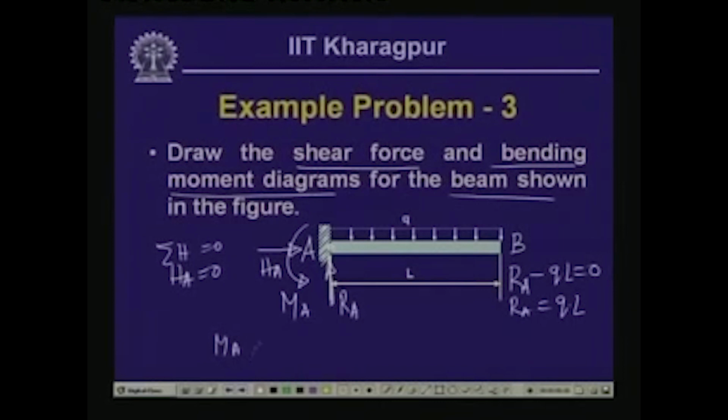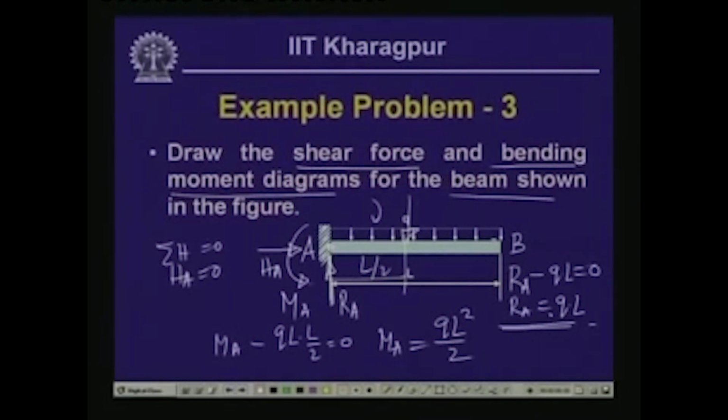Now if we take the moment of all the forces with respect to this point A, we have Ma, which is acting in an anticlockwise direction, and Q is the load, Q times L is the total load, and the moment of this load with respect to support A is Q times L by 2, which is again in the clockwise direction. So Ma minus Q times L into L by 2 is equal to 0. So moment at A is equal to QL square by 2. So we have the reactive force Ra equal to Q times L, and the moment equal to QL square by 2. So these are the values of the reactive forces.